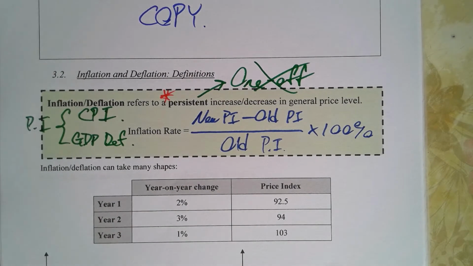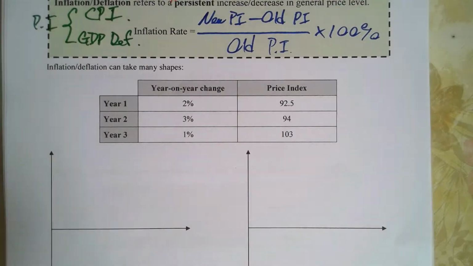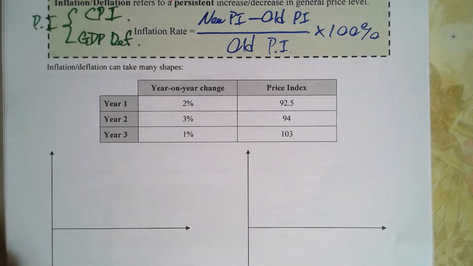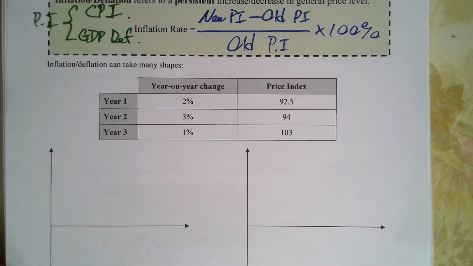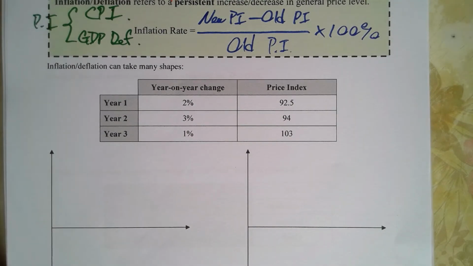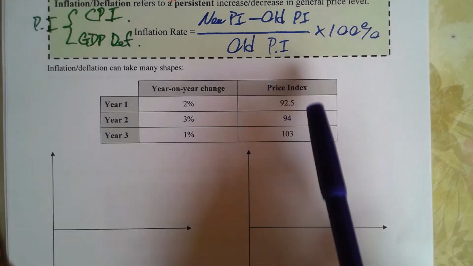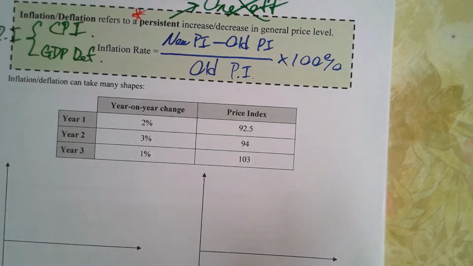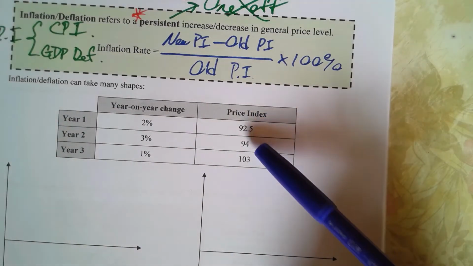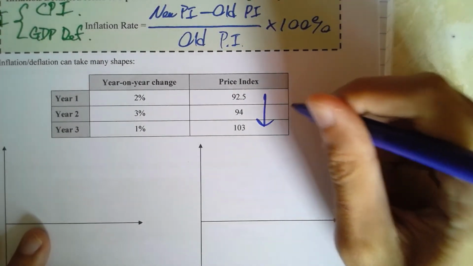OK? 好嘛？Now, more important is actually you need to recognize inflation and deflation using so-called graphs or from table. 嗱，呢個先係最緊要噶. OK? Now, here, I've given you two shapes. Year 1, year 2, year 3. Now let's look at price index first. Here, 92 to 94 to 103. You see, price index increasing.